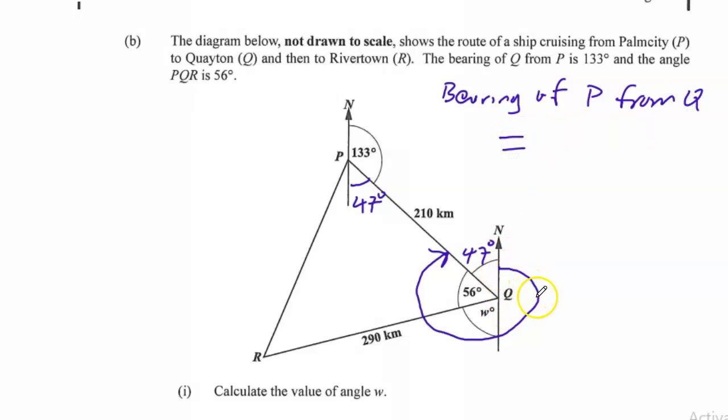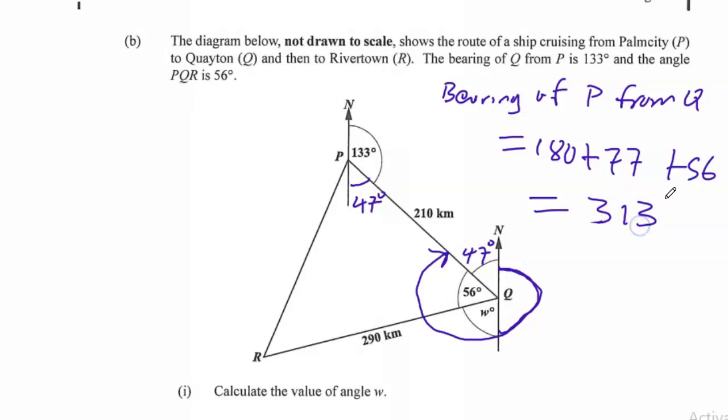So notice here to here, that's 180, plus we just found angle W to be 77, plus this angle, which will be 56. So we sum these angles and we end up with 313 degrees.